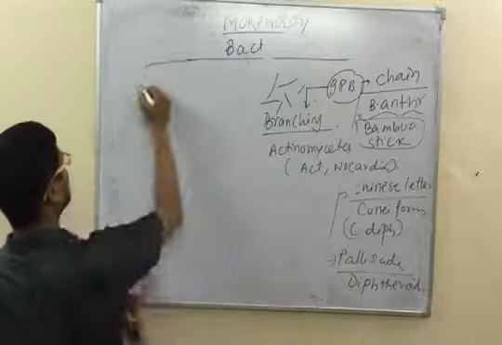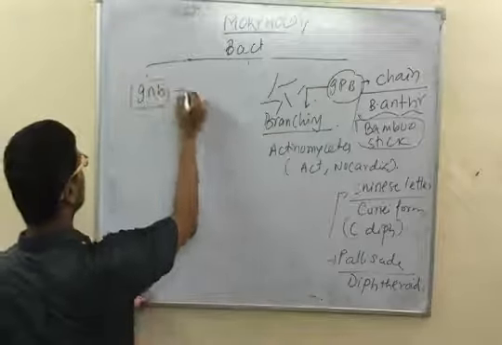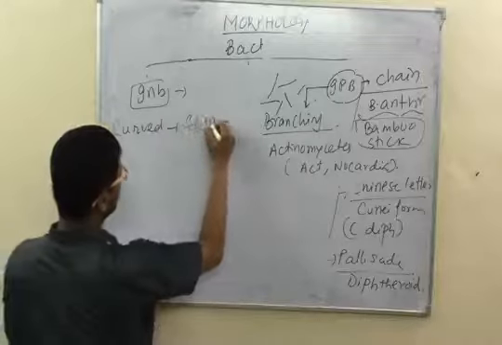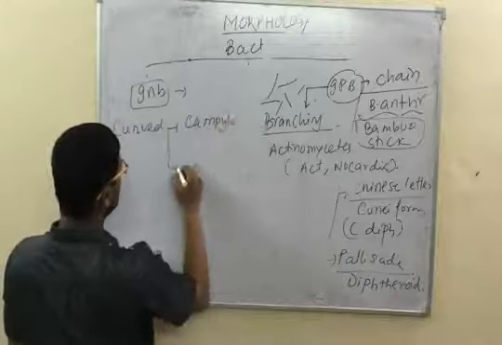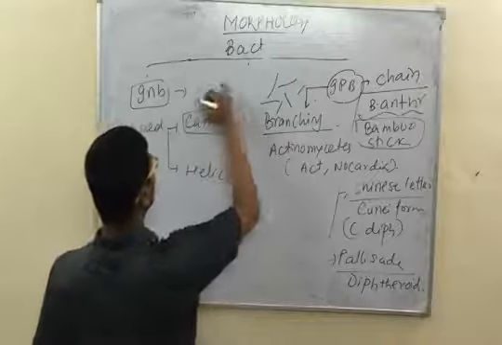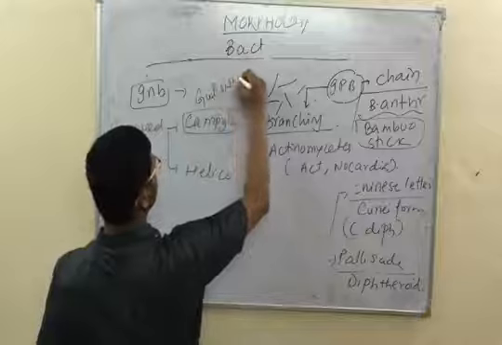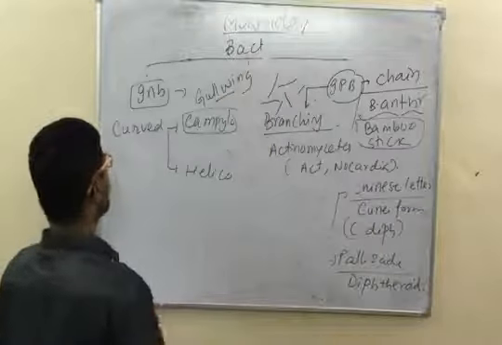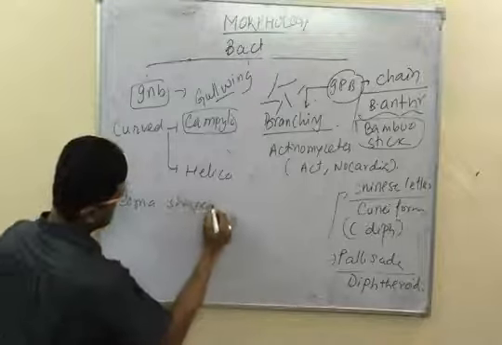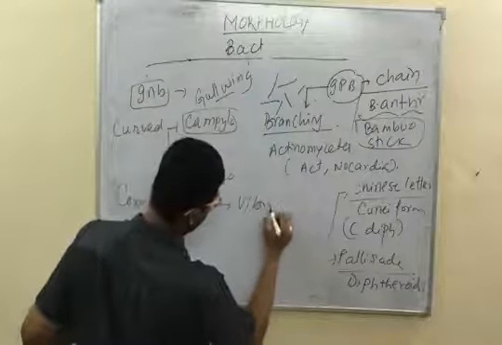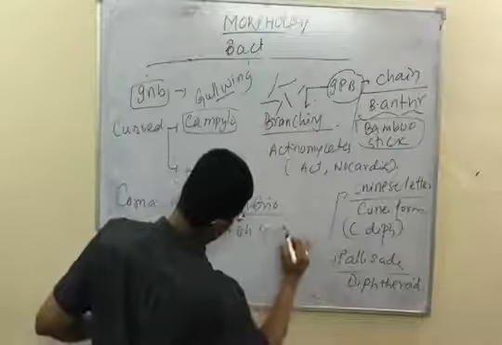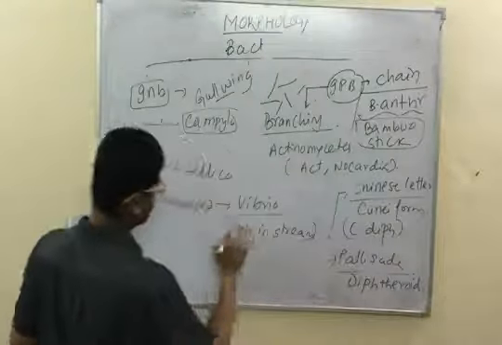Similarly, gram-negative bacilli can be arranged in various ways. Curved gram-negative bacilli like Campylobacter and Helicobacter. Campylobacter has a typical gullwing appearance. Similarly, comma-shaped bacilli, Vibrio, giving rise to fish in stream appearance. Fish in stream appearance, comma-shaped bacilli.